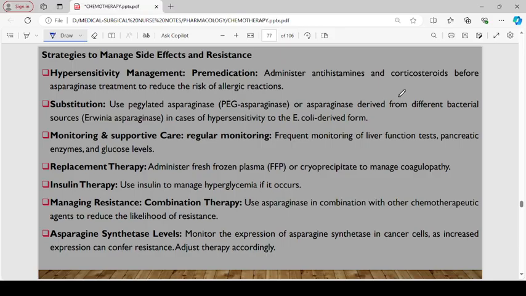We have some strategies that can be used to manage some side effects of asparaginase. You have to administer antihistamines and corticosteroids before asparaginase treatment to reduce the risk of allergic reaction. You can use pegylated asparaginase or asparaginase derived from different bacterial sources in cases of hypersensitivity to the E. coli derived form. You could also do frequent monitoring of liver function tests, pancreatic enzymes, and glucose levels, to try and manage the toxicities.